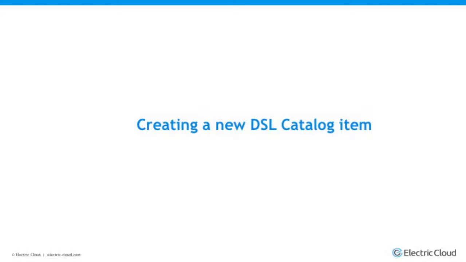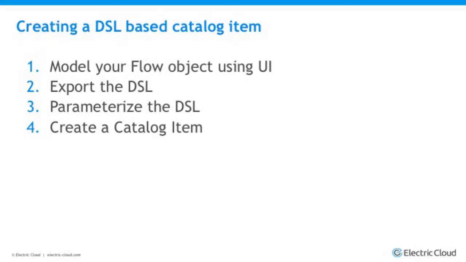Now let's see how to create a DSL-based catalog item. In this scenario, we will be creating a catalog item that will allow our end users to create an application in Flow based on a predetermined model. As we discussed before, creating a DSL-based catalog item is a four-step process. First, model your Flow object using the UI. Then, export the DSL. Then convert that DSL into a template by parameterizing some of these attributes. And finally, create a catalog item based on this template.